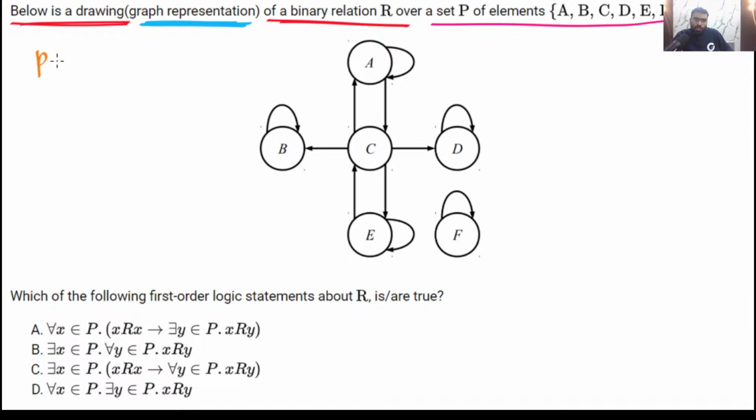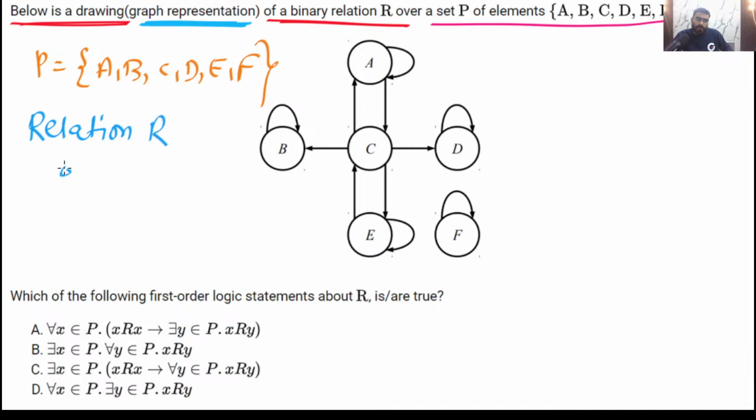So you have this set of elements, which is A, B, C, D, E, F. This is the set of elements, and you are defining a relation R on this set of elements. This is what you are doing, and this diagram is telling you what the relationship is.